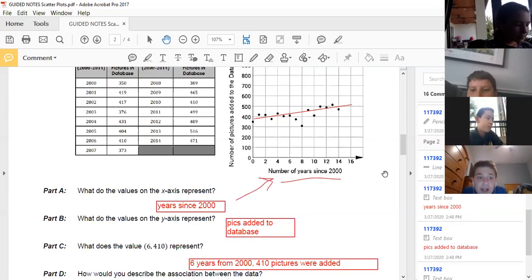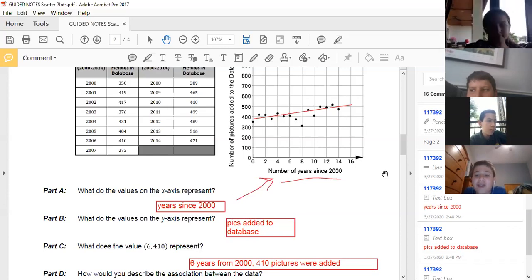I would say a positive association. Because why? Because the line is going up. I mean, even though it may look a bit scattered and may look like it might have no association, the line overall is going up, so it's a positive association.